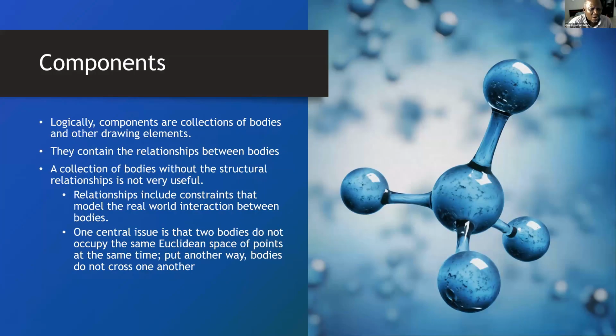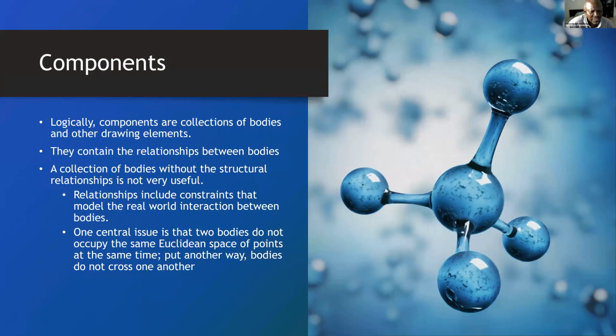Logically, components are a collection of bodies and other drawing elements. One of the things they contain would be the relationship between bodies that constitute the component. So you may have several bodies constituting a component, but inside the component itself, there is a log of the relationships between those bodies. So whereas a body might be the visual representation, a component is the real thing that makes it realistic. A collection of bodies without structural relationships is not very useful.